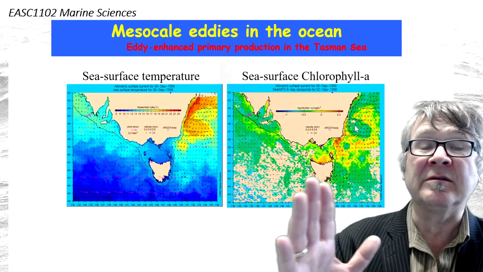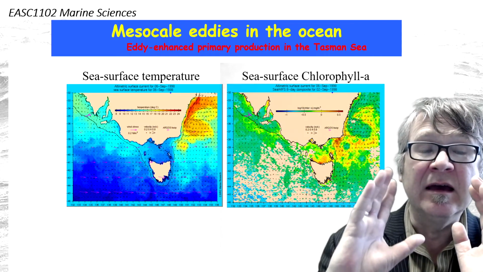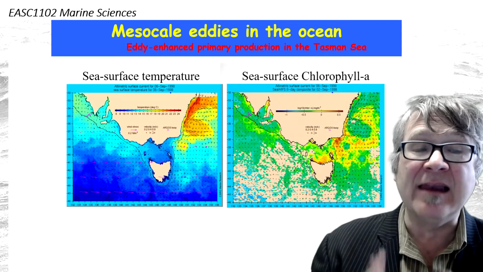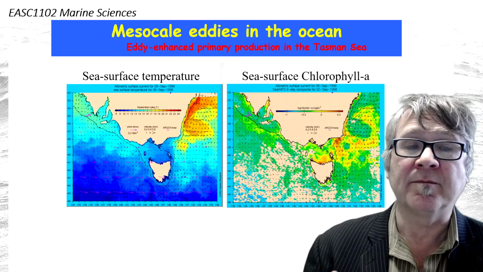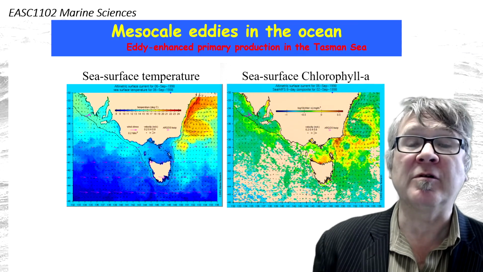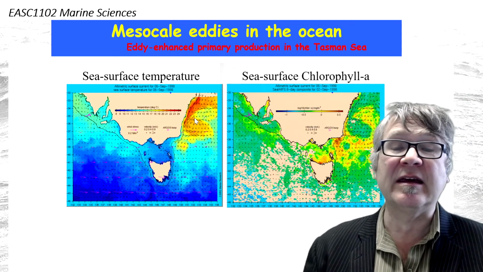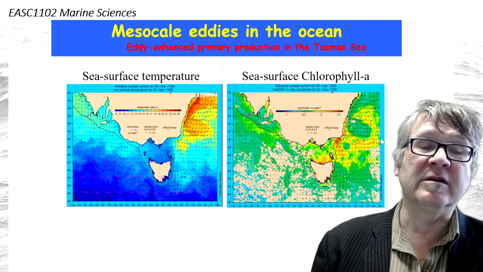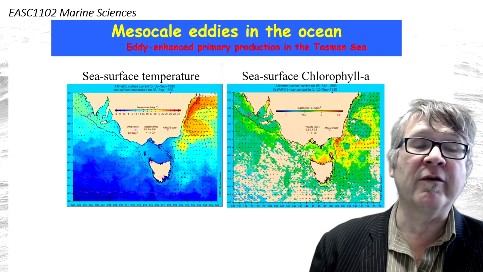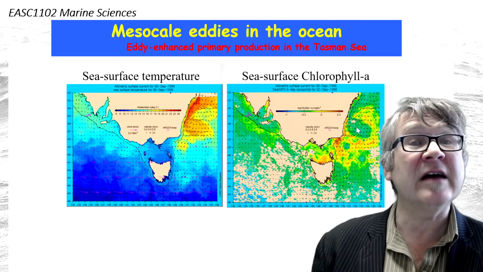However, now you can even see the signature of eddies suppressing primary production. You can see that structure here, which is a large eddy. You can see the green region. It's a very low chlorophyll A content. And these are downwelling eddies.